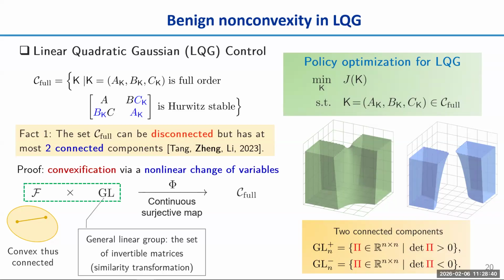And here we have a continuous surjective map. So you will have at most 2 path connected components. And sometimes you only have 1, because these 2 components, after mapping, intersect, and then you have 1. Otherwise, you have at most 2. Right? So again, the proof is based on convexification. So there's another representation for this set, using some other variables which have convex properties.